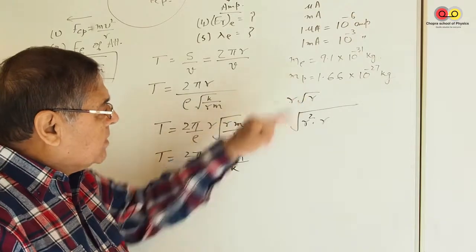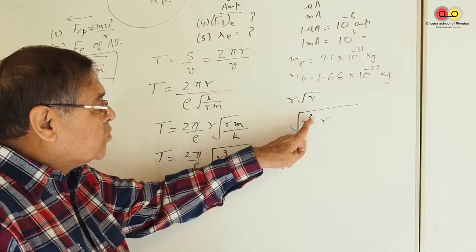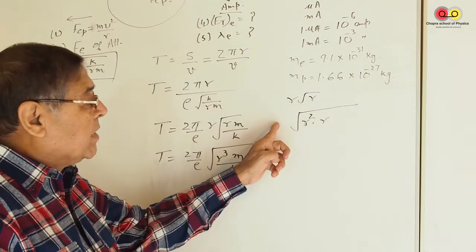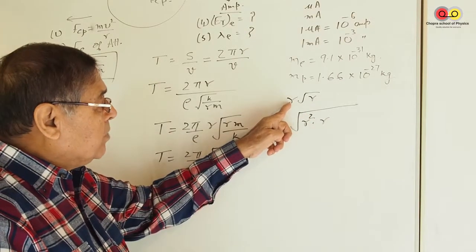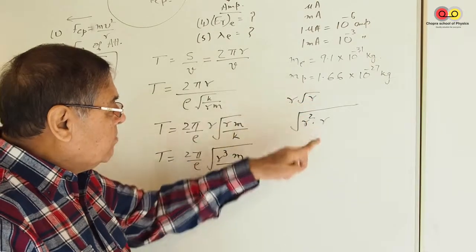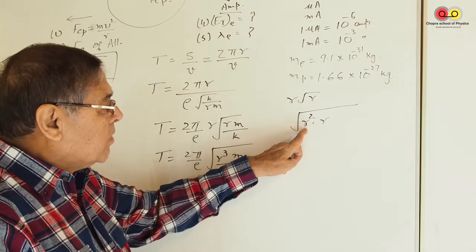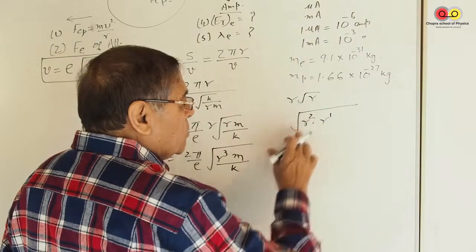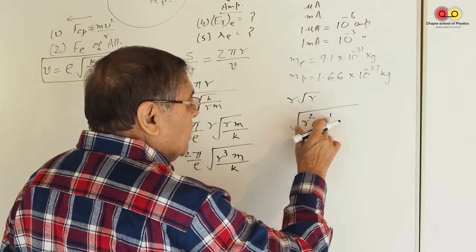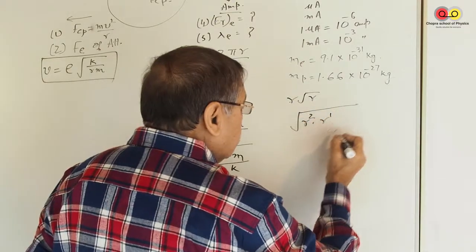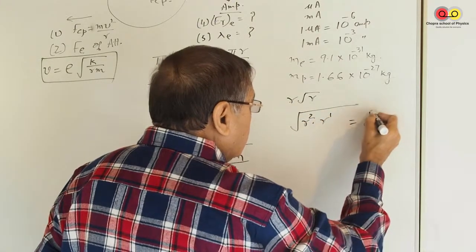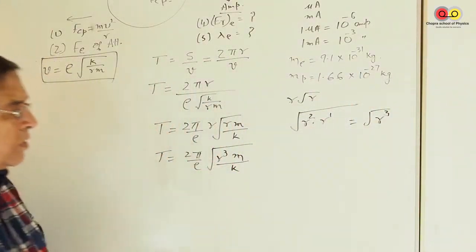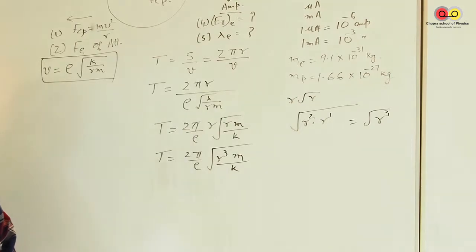When R is taken inside the square root, it should be written as R square, because if you take the square root of R square, it will become R. So instead of keeping it outside, we will put it within the square root in the form of R square. Here, the power is 1. So R square multiplied by R will be root of R to the power 3. This is how we got R to the power 3.